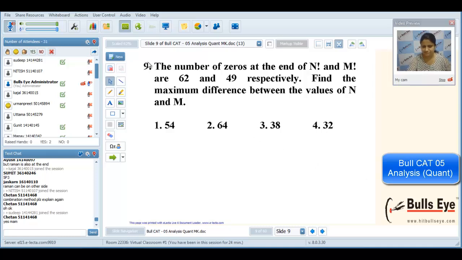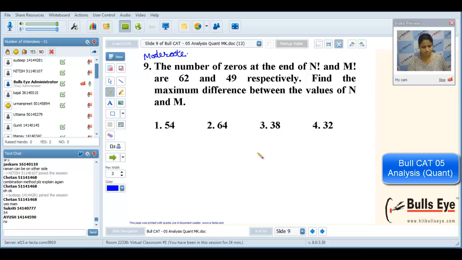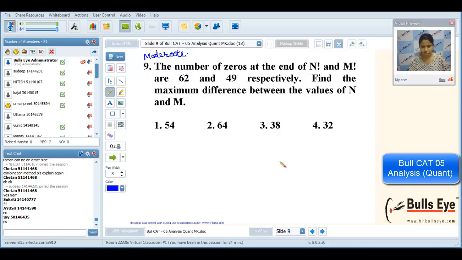Okay, number system. Moderate level. Any problem in this question? Yes, Sukriti, absolutely, 54 is the answer. Should I explain this question? Yes, just Karan. See, what is the thing?